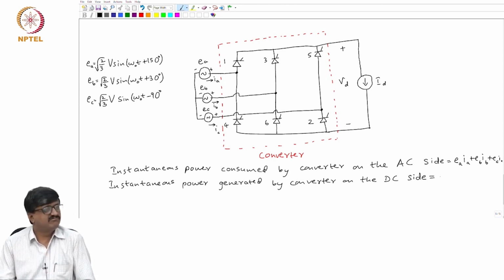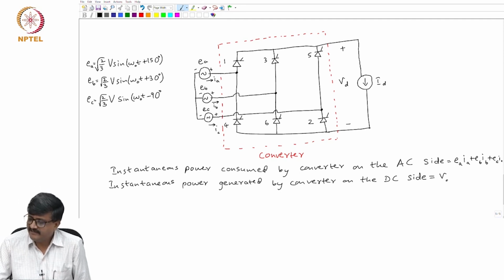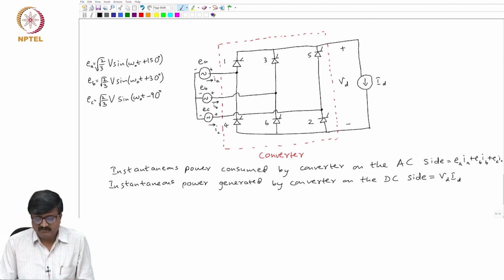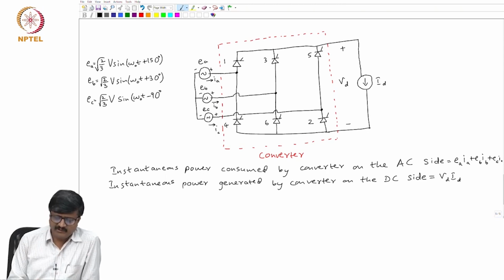What is this? VD ID. Current is of course a constant ID, voltage is VD. Now, why do we say power generated? We are taking it as VD ID. So, you see that ID is leaving the positive terminal. Now, what do you say about these two powers?